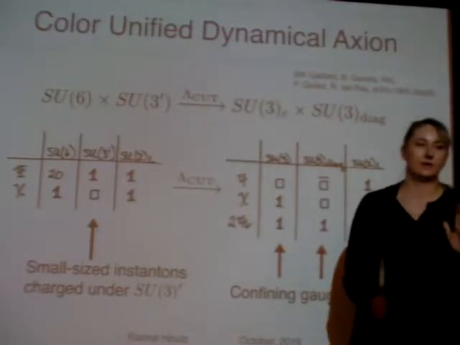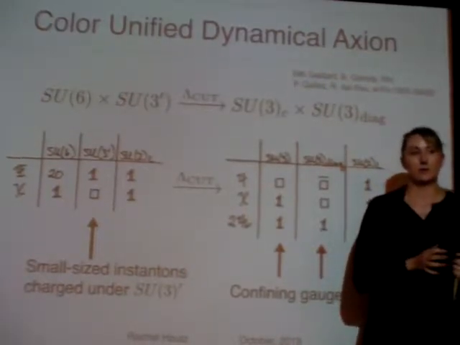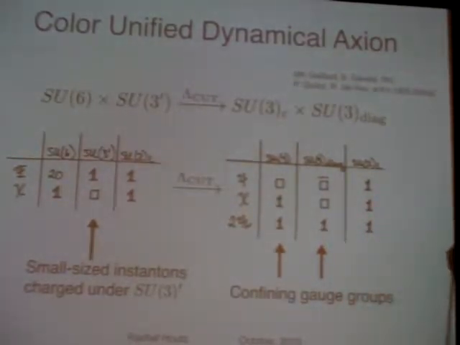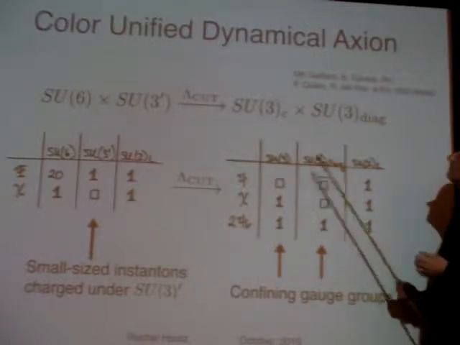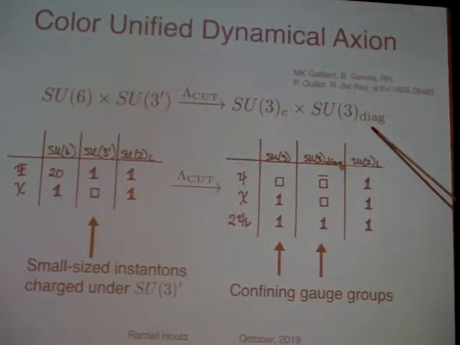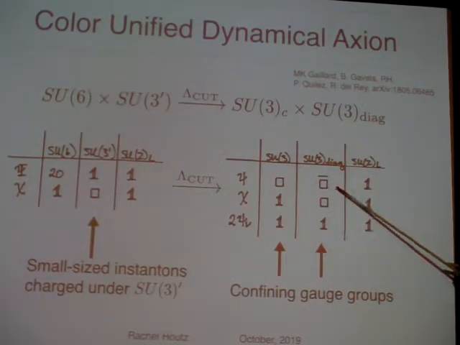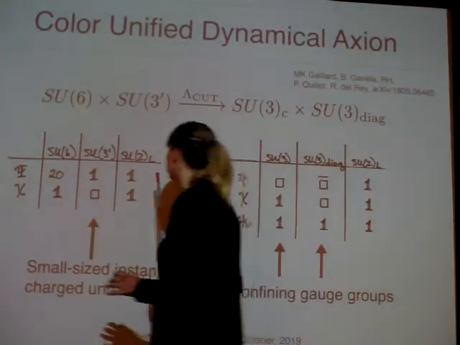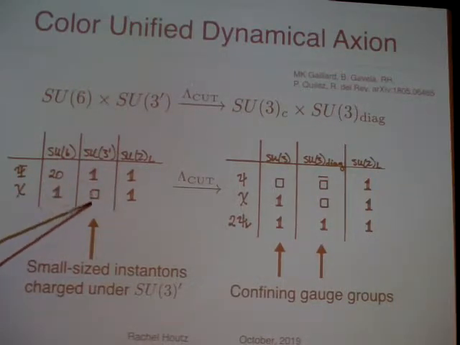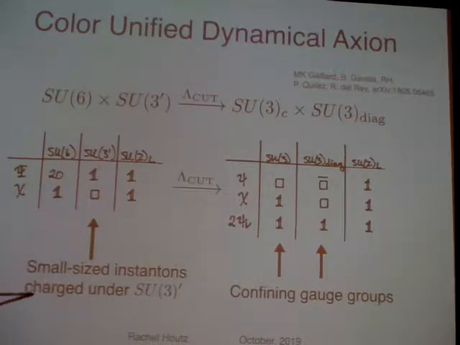You guys have seen this before, but I'm just going to quickly review because it's relevant for how we implemented the small size instanton effects in the gravitational wave signal. We used our model as inspiration because it's the one I'm most familiar with. We had an SU(6) crossing SU(3)' that breaks to an SU(3) cross an SU(3) diagonal. The low energy effect of this theory looks like the Choi and Kim model. But at high energies, there's a quark charged under SU(6) and one charged under SU(3)', the chi. The SU(3)' is the group that's going to be responsible for the small size instanton effect. So the small size instanton effects only affect the mass of the states made of primed quarks exclusively.